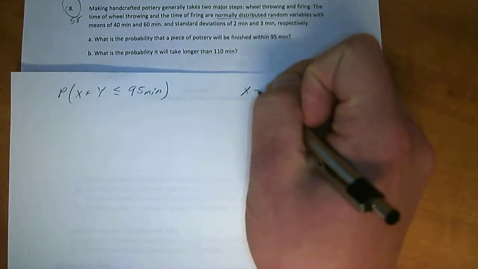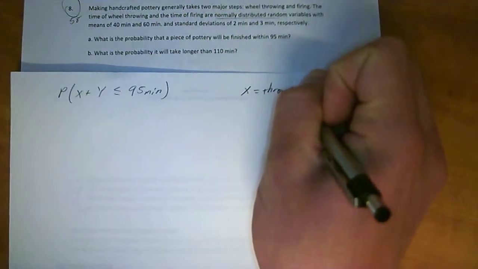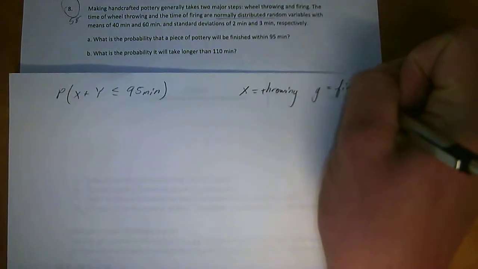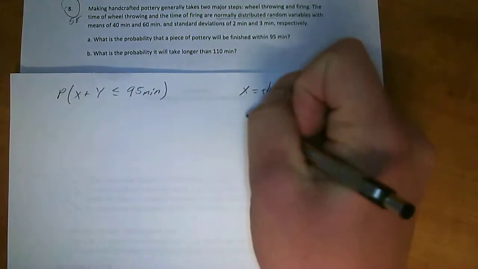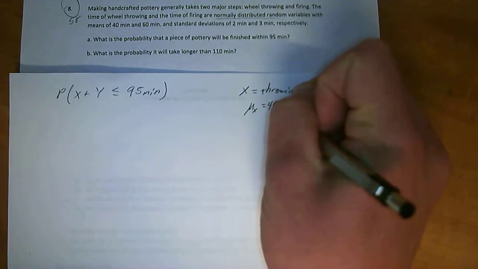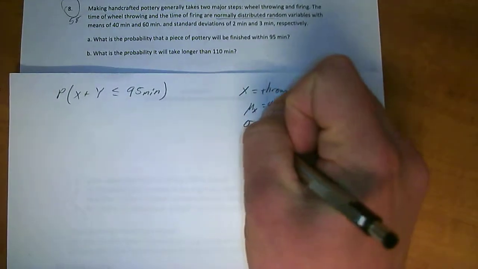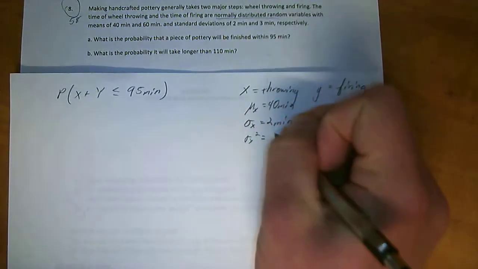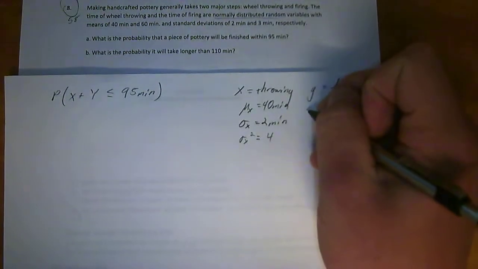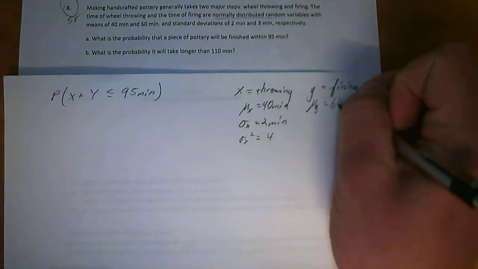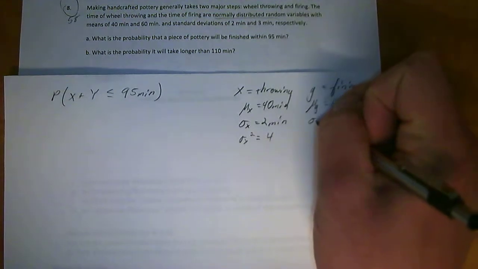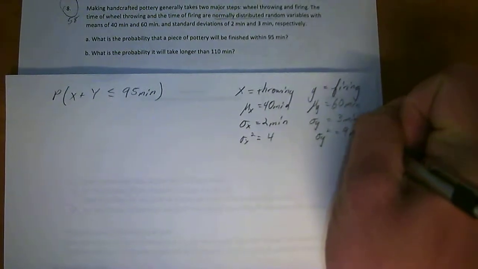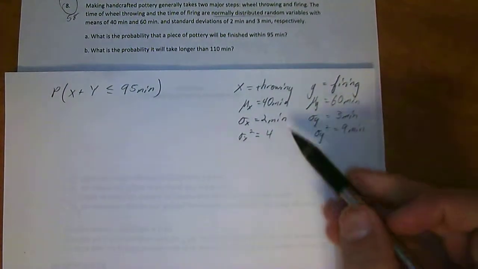We're going to call x throwing and y firing. Then mu of x is equal to 40 minutes, sigma x is equal to 2 minutes, the standard deviation, so sigma x squared, which is the variance, is 4. And then mu y is equal to 60 minutes, sigma y is equal to 3 minutes, and sigma y squared is equal to 9. So we've got all the information we can get from the problem now.